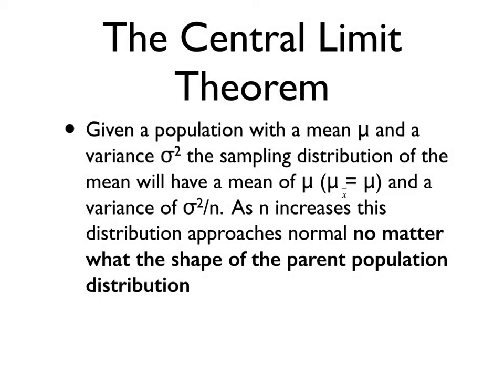And this tells us about the distribution of means, the sampling distribution of the mean, the central limit theorem. Given a population with mean mu and variance sigma squared, the sampling distribution of the mean will have a mean of mu sub x bar equals mu, and a variance of sigma squared over n. As n increases, this distribution approaches normal, no matter what the shape of the parent population distribution. Okay? Memorize that. It's something you should know. It's not hard to memorize a bunch of words.